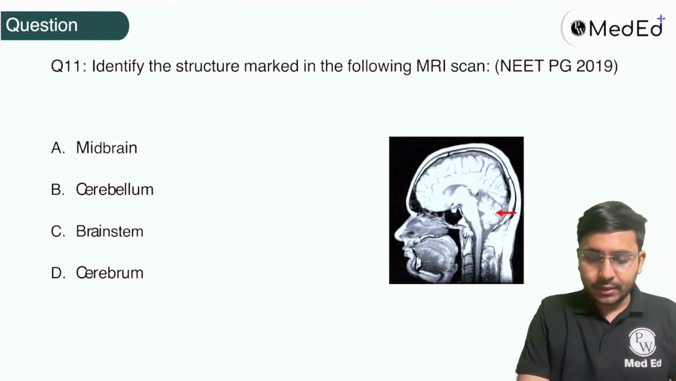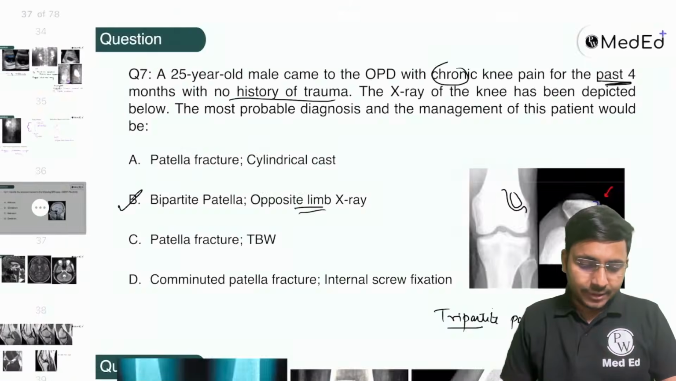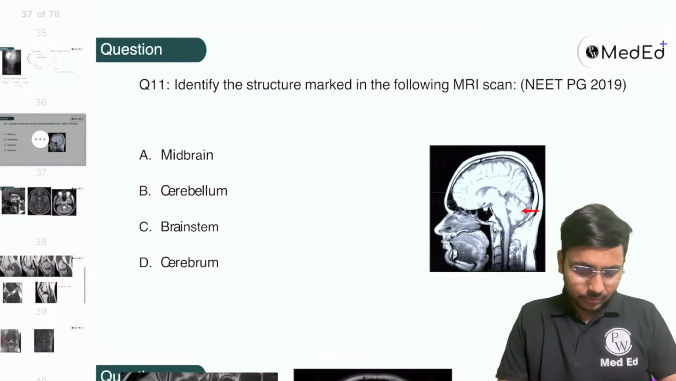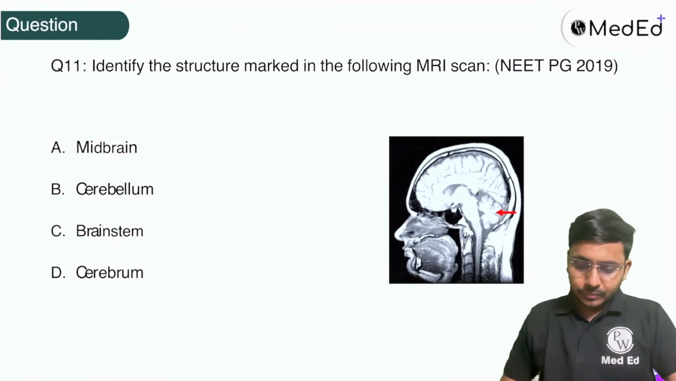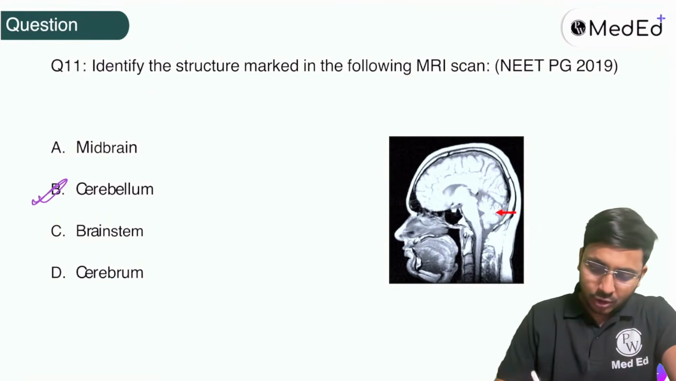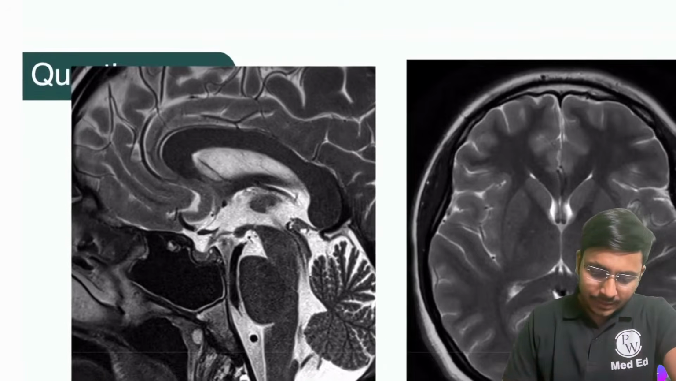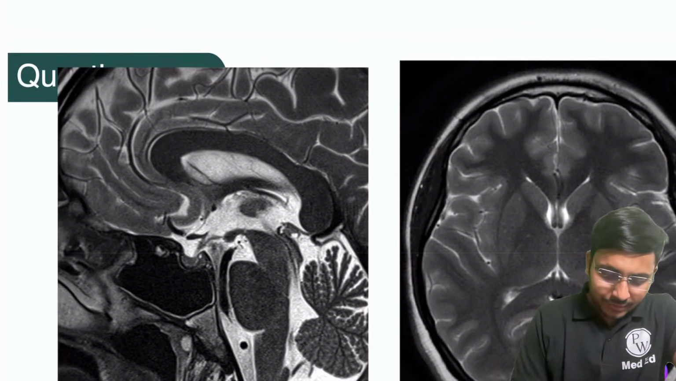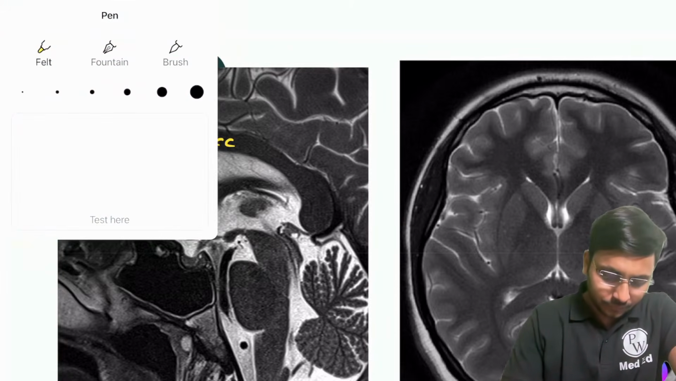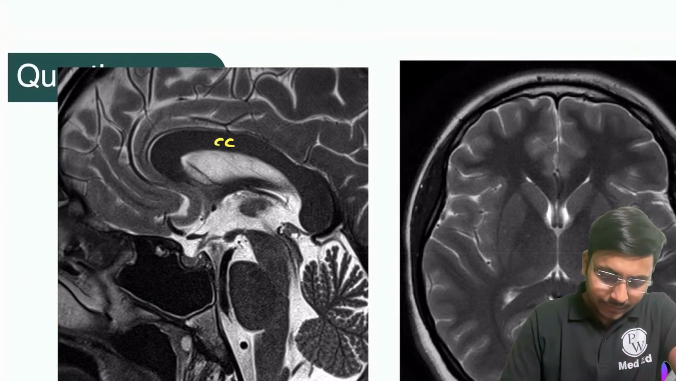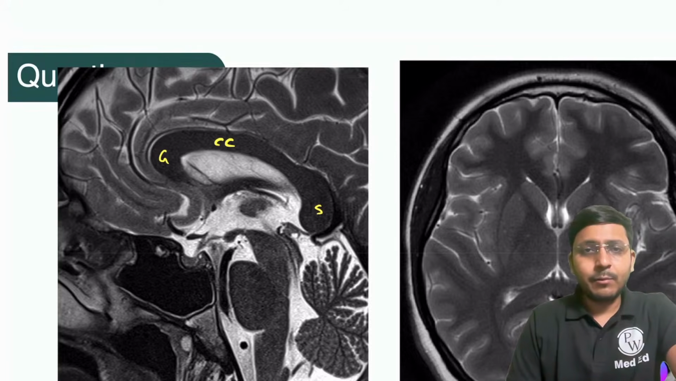Identify the structure marked in the following MRI scan. So it's a very easy question. So this is a cerebellum that we are talking about, posterior part, and let's just label the rest of the structures also. So this is the corpus callosum, this is the genu, the splenium of corpus callosum.